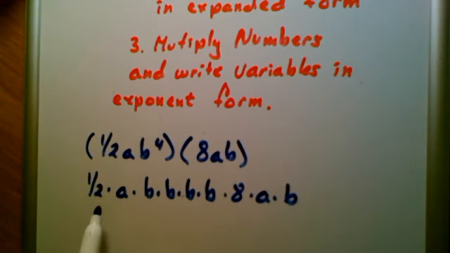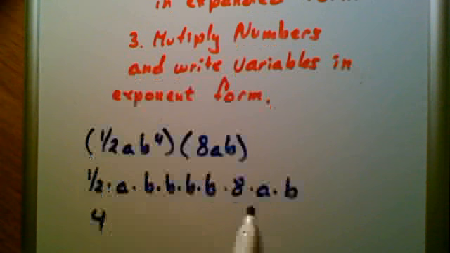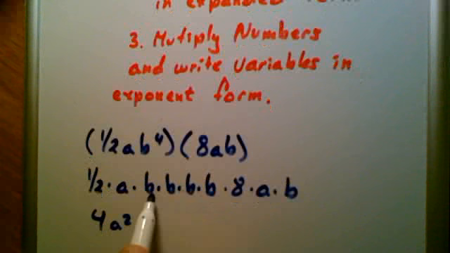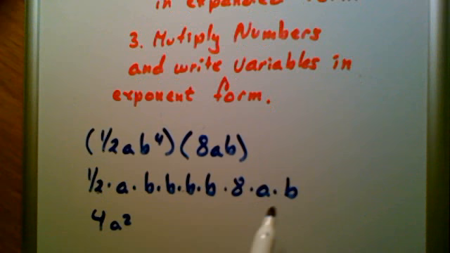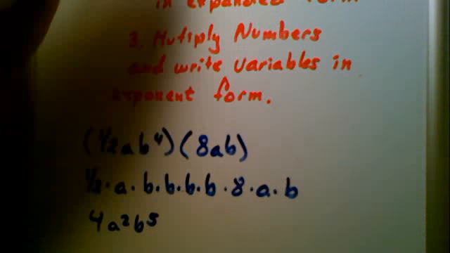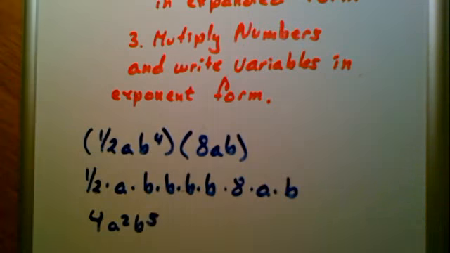So let's multiply the numbers. 1/2 times 8, or 1/2 of 8, is 4. a times a is a squared. b times b times b times b times the last b here is b to the fifth power. Now none of these problems involve negative exponents. What we can do is take a look at those at another time.